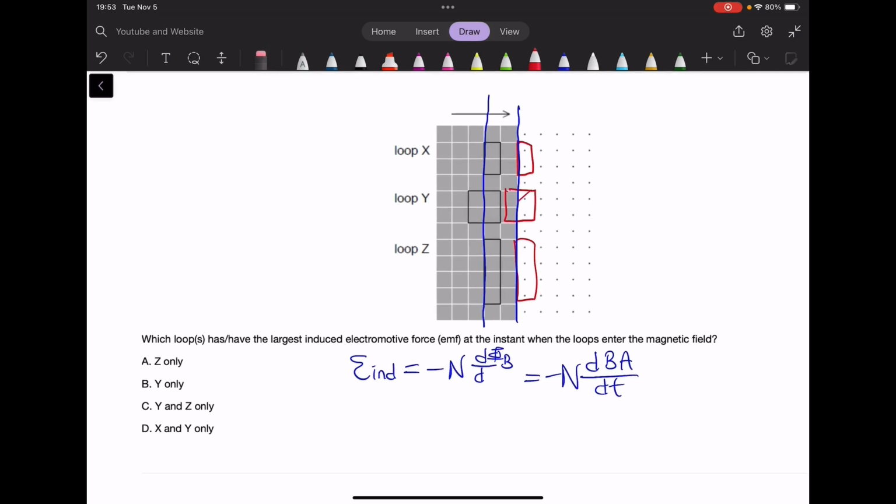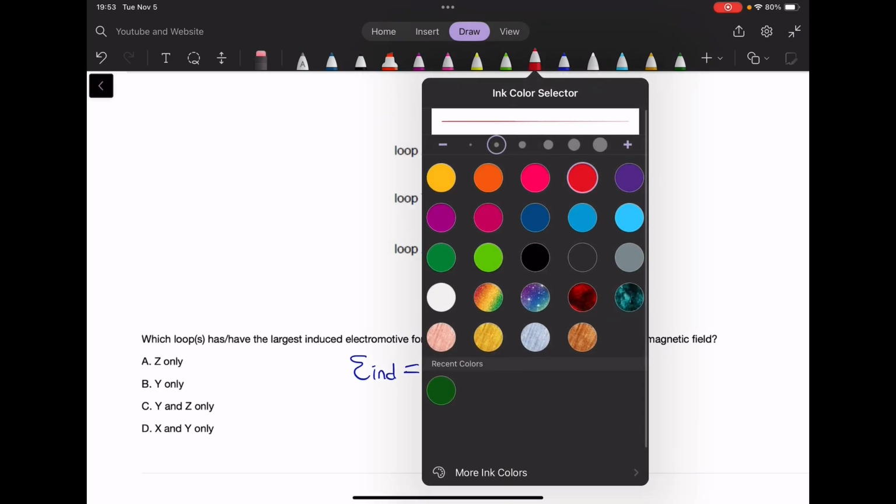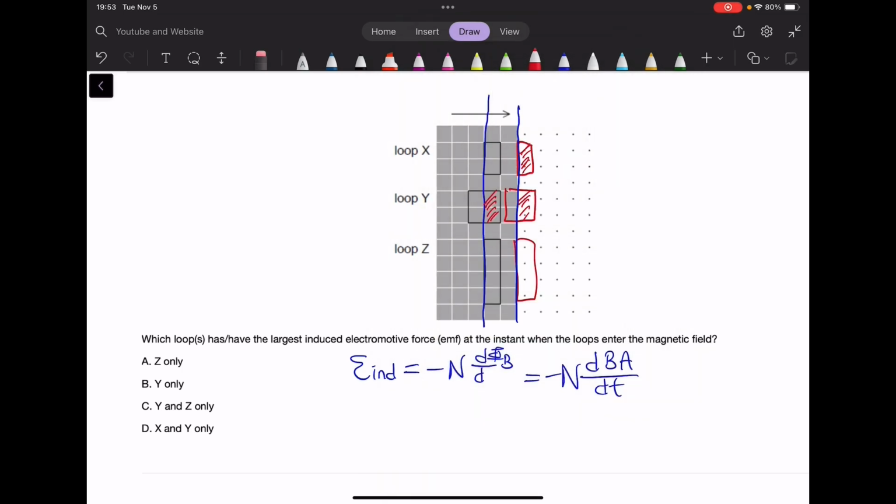So the area here is equal to the area here. I'm drawing another loop here because my drawing is horrible and I don't want to cause any confusion. So let me make everything clear. The area here is the area here. The area here is the area here. And from the graph, you can see that loop Z has the largest area. So loop Z will have the largest induced current. So A is the solution.